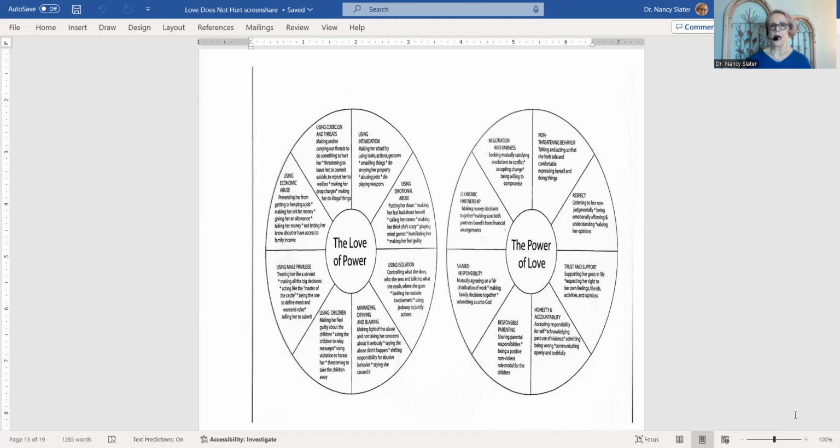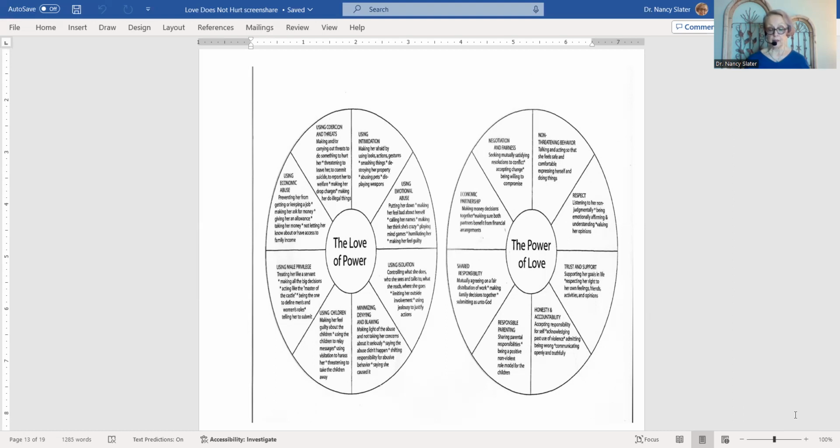What a contrast. I wanted to show you the left circle, the love of power, that greed, that wanting more and more and more power, more and more and more control. That greed is so damaging, as you have witnessed and as you have heard in part one and also in part two. But let's look at the power of love. I'll read to you. In the love of power, we use intimidation. In the power of love, we use non-threatening behavior. On the next pie, using emotional abuse in the love of power, but in the power of love, using respect.